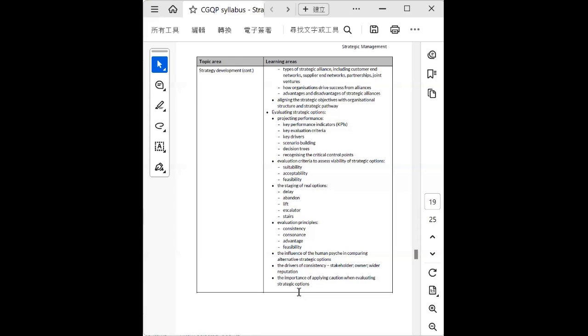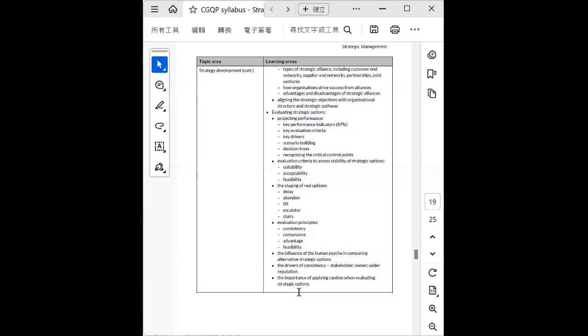Consistency ensures that the strategy aligns with the organization's values and objectives. I think this has come up quite a number of times. So whenever there's a strategy, you can think of whether it aligns with the objectives and the values. Consonance evaluates the harmony between the strategy and the external environment, right? So, for example, the EV, the electric vehicle. The strategy to launch EV will align with the shift towards sustainability.